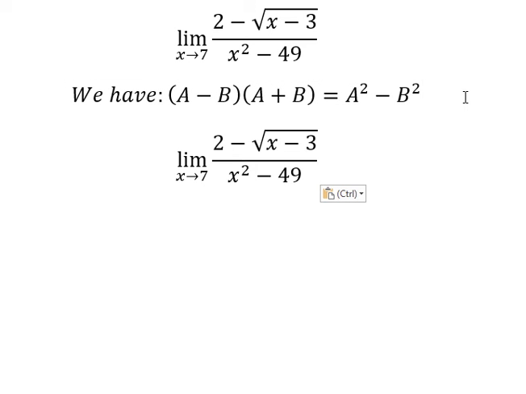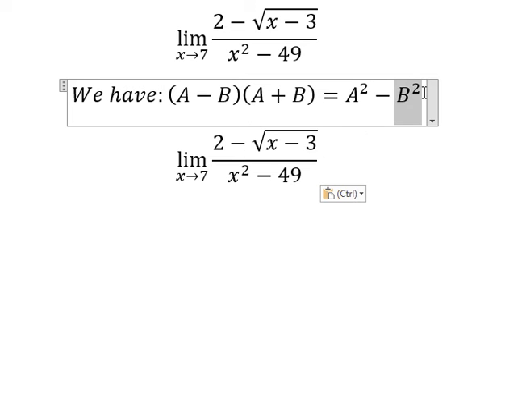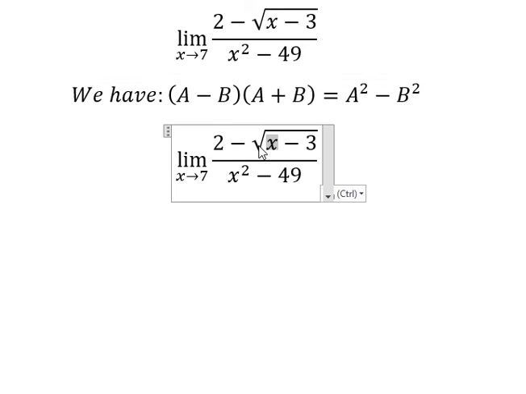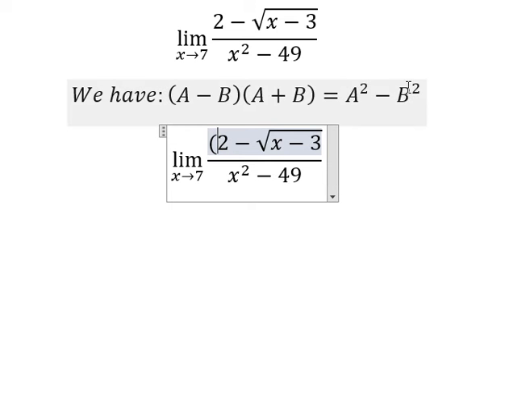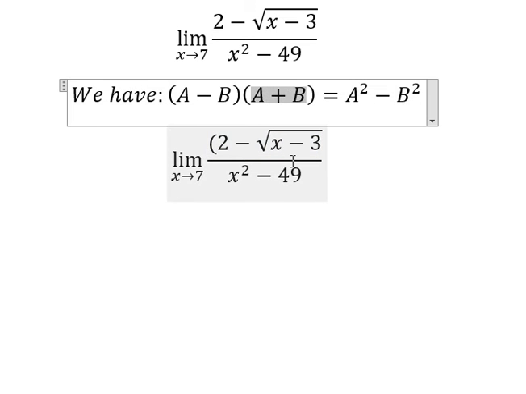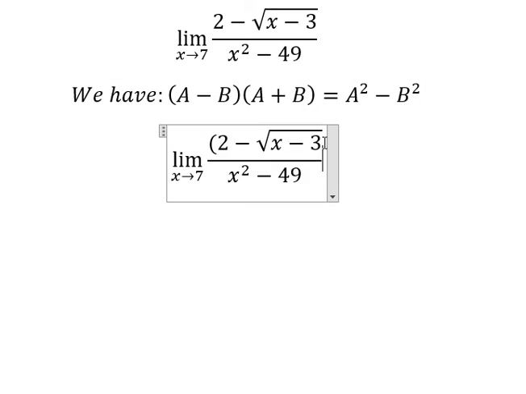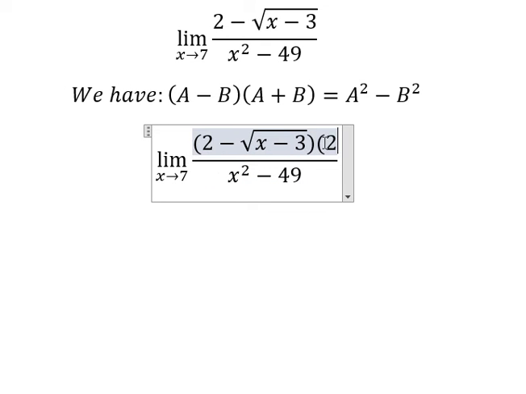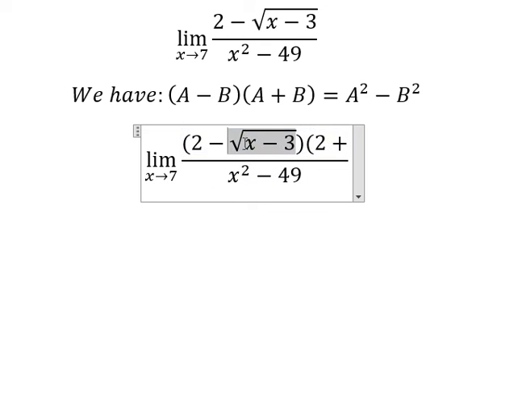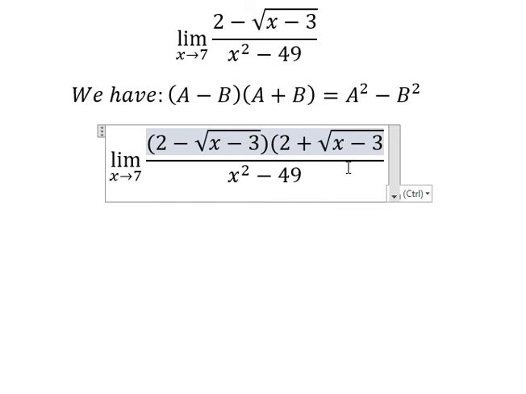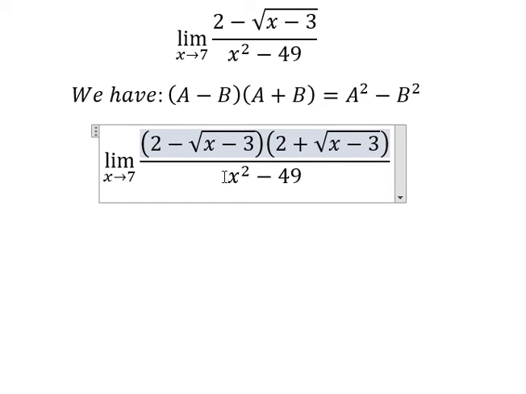So for this one, we have a − b. We need to create a² − b² because we want to cancel the square root. Now, to cancel the square root, we need to multiply by a + b on numerator and denominator. So for this one, we multiply by 2 plus the square root of s minus 3 on numerator and denominator.